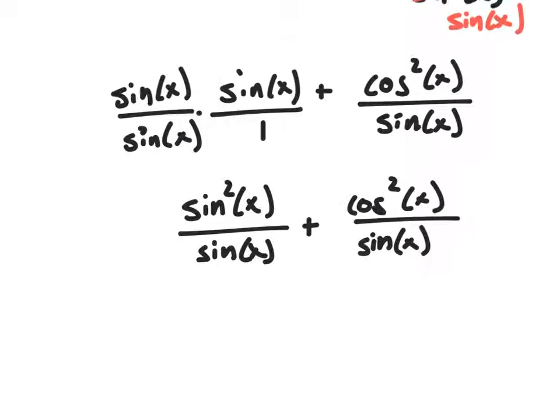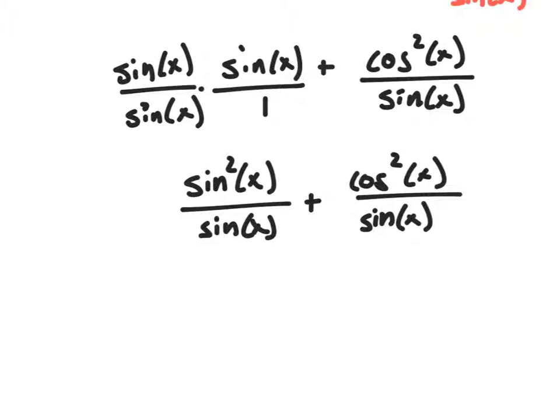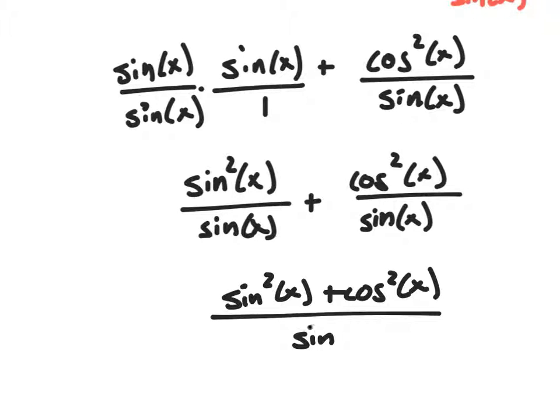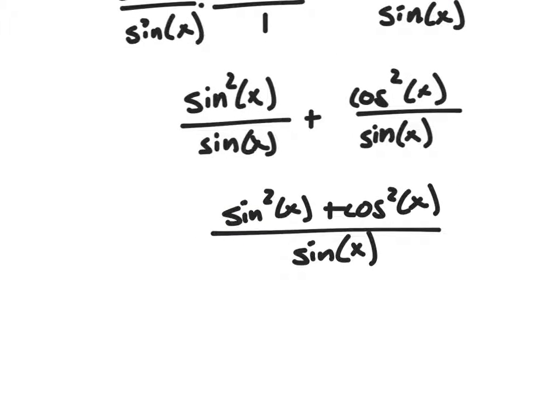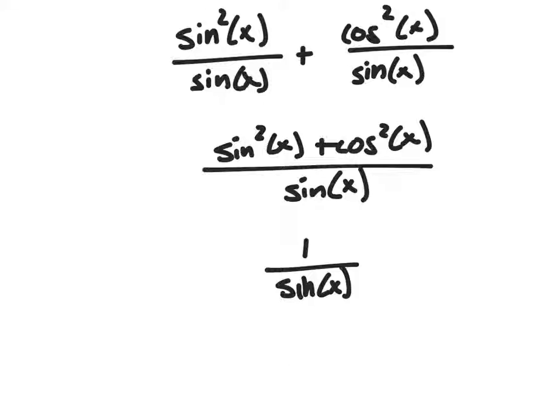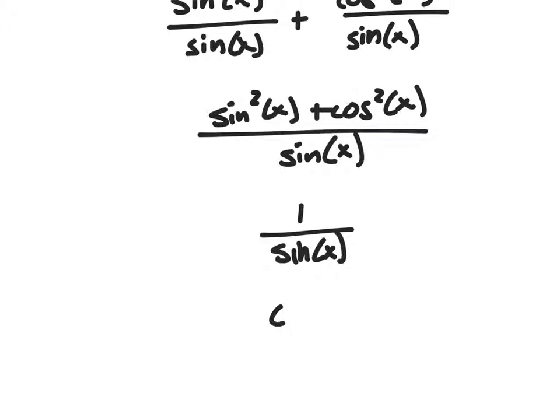Now when I have a common denominator like this, I can write this as one fraction: sine squared x plus cosine squared x all over sine of x. Well, wait a minute. What does sine squared x plus cosine squared x equal? 1. So if I'm adding two things, I want to combine them as something. And so I could write this as 1 over sine x, which is really just cosecant of x. And that is simplified.